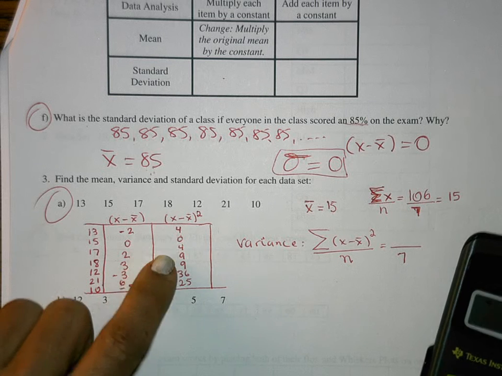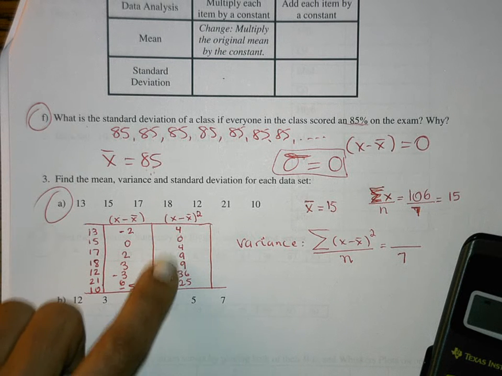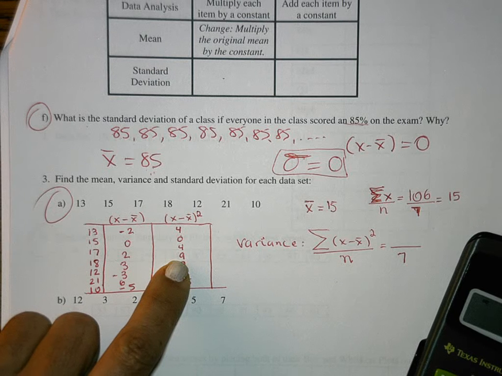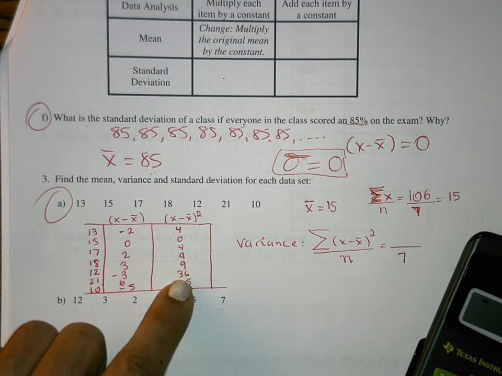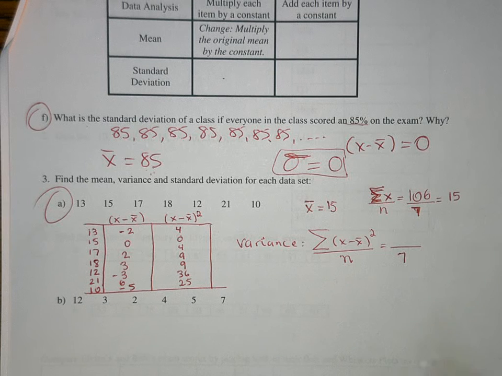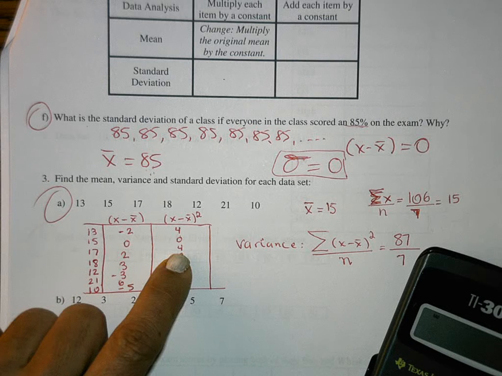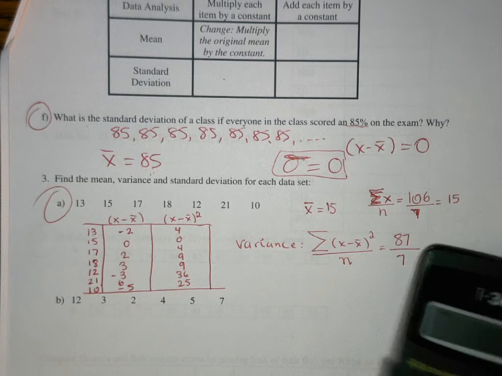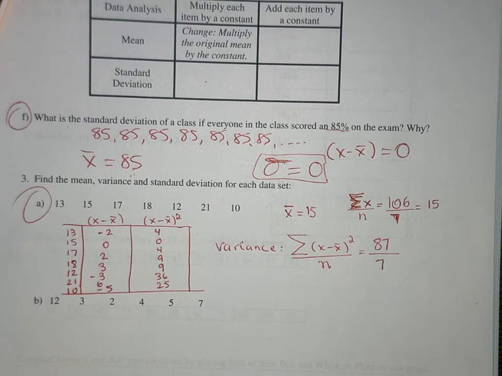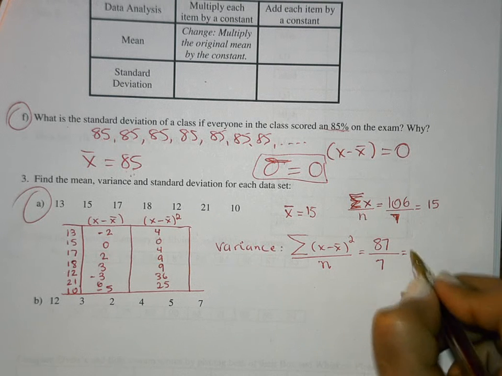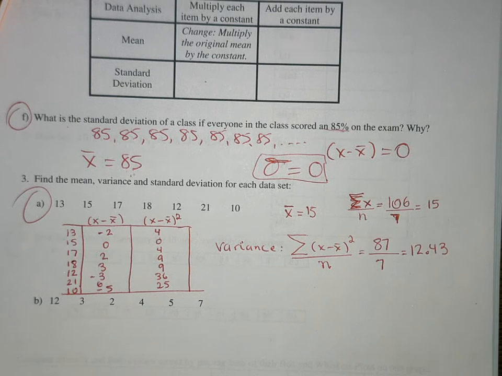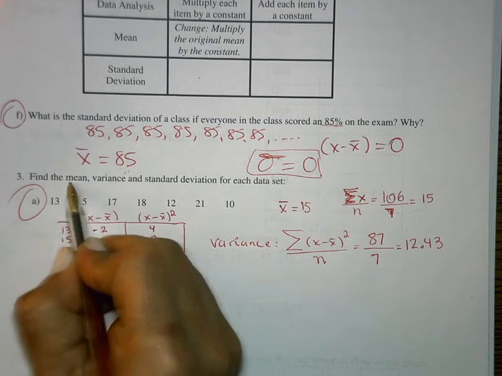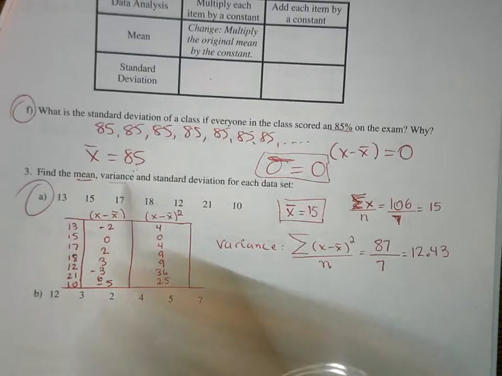Now let's add them all up. That's 4 plus 0 is 4, plus 4 is 8, plus 9 is 17. Let's keep going. So we have 17 plus 9 plus 36 plus 25. I got 87. Let me check my arithmetic again because sometimes I do it so fast. That's 8 plus 9 again plus 36 plus 25. 87. Good. And 87 divided by 7 gives us 12.43. Let's round it to 2 decimal places. 12.43. That's my variance.